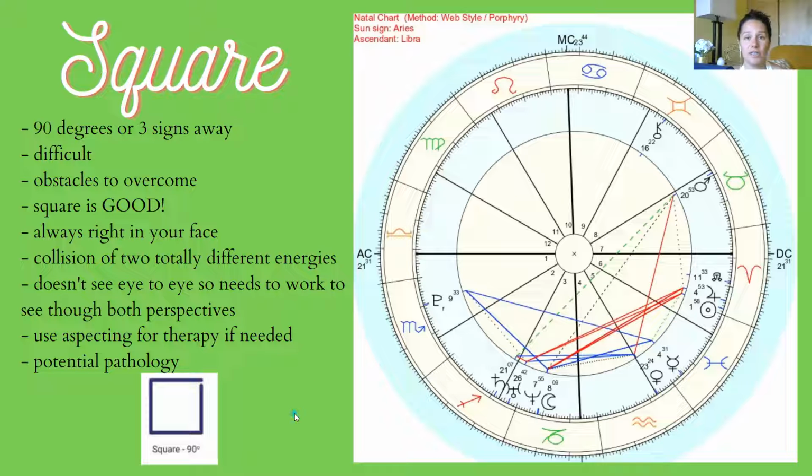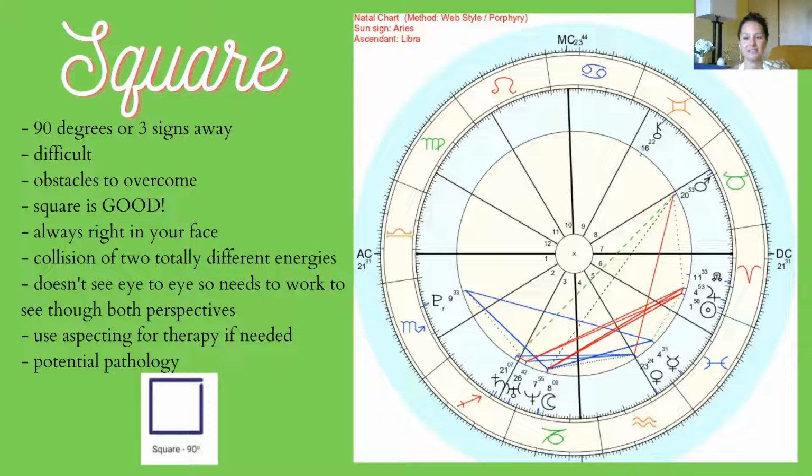Squares can be the most challenging, as it says here, like a big obstacle, but they're really amazing once you do overcome them. They provide fuel for growth. So 90 degrees, or 3 signs away, is a square. They're two totally different energies. They're always going to be a different element and modality. So it's like, as it says, right in your face. This is a conflict, basically. This is challenging, and these two energies are not getting along.